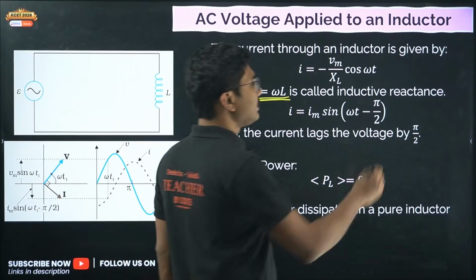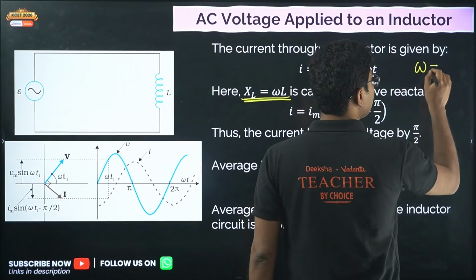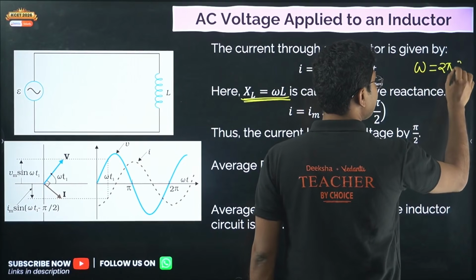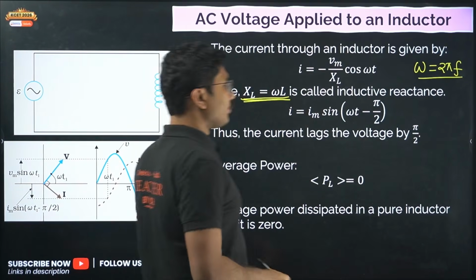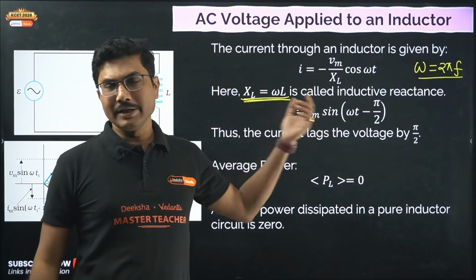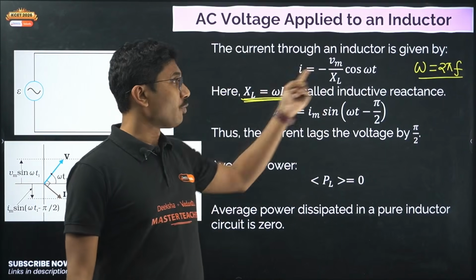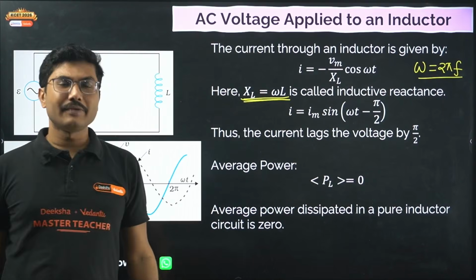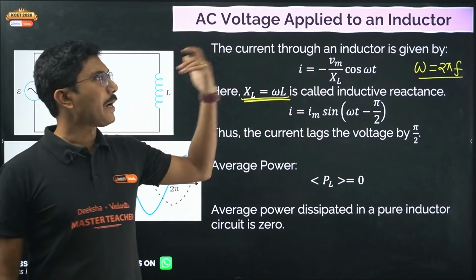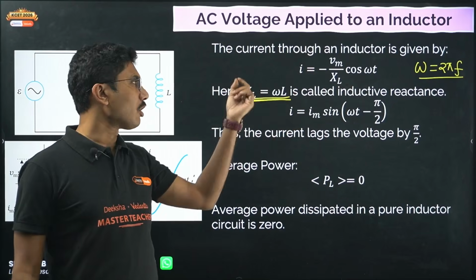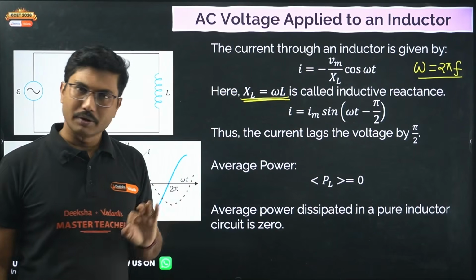Omega equals 2 pi f. Don't forget this as well. So sometimes, mainly in your PUC exam, instead of omega we will be using 2 pi f. In your KCET exam, 2 pi f can also be used, or omega can also be used.